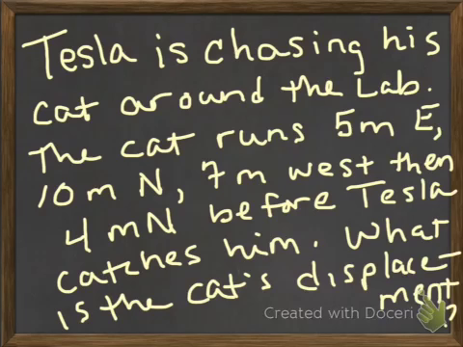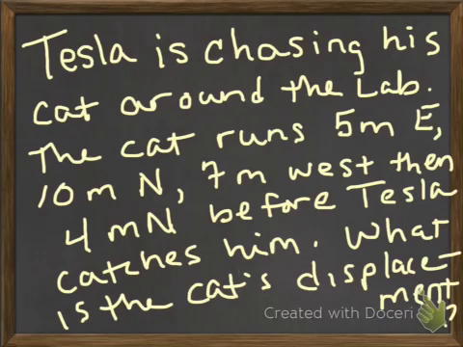Here's an example of one without a kinematic equation, but just a quick review on adding vectors. So we have Tesla chasing his cat around the lab. The cat runs 5 meters east, 10 meters north, 7 meters west, then 4 meters north, before Tesla catches him. We want to know what is the cat's displacement. So when we see a problem like this, we have a total of 4 different vectors. But with those 4 vectors, really, all we care about is where he starts and where he finished.